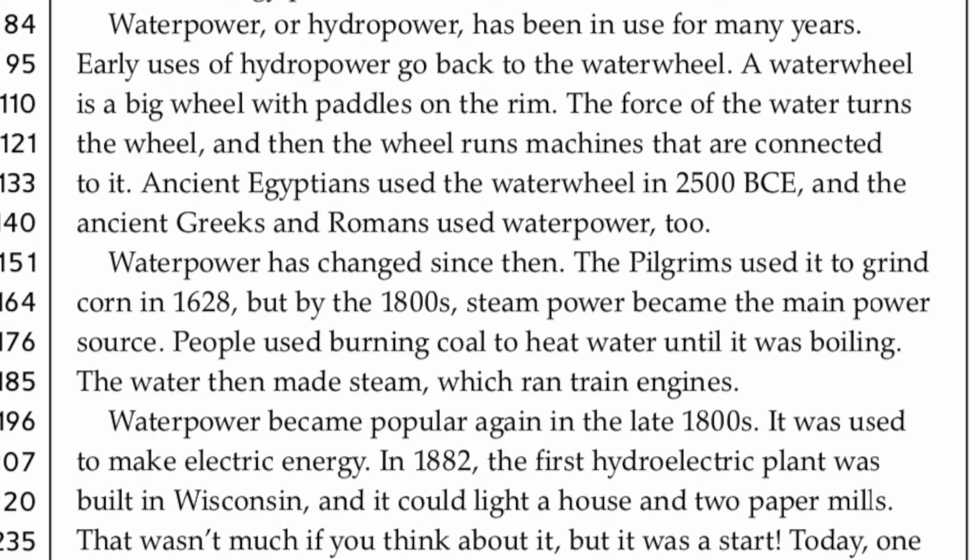A water wheel is a big wheel with paddles on the rim. The force of the water turns the wheel, and then the wheel runs machines that are connected to it. Ancient Egyptians also used the water wheel in 2500 BCE, and the ancient Greeks and Romans used water power too.